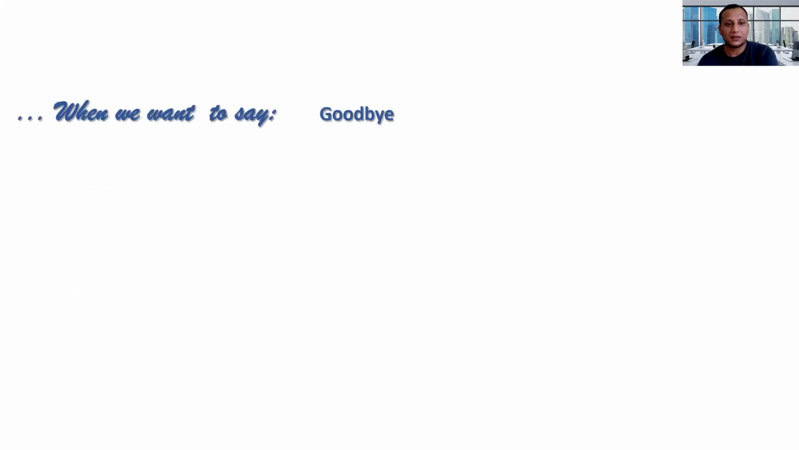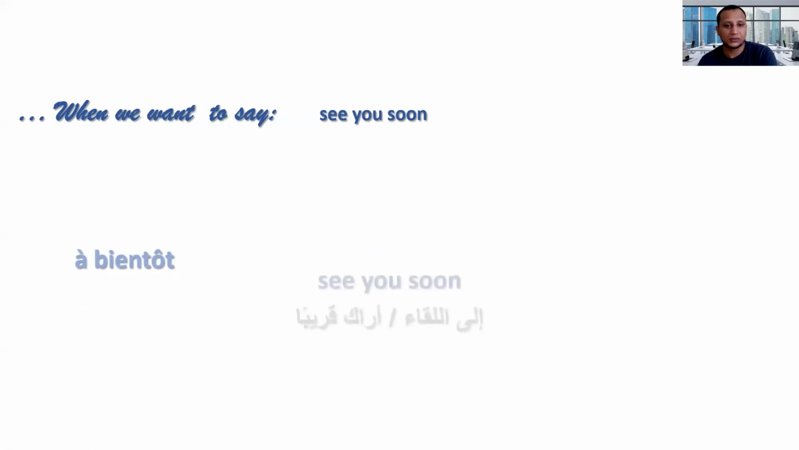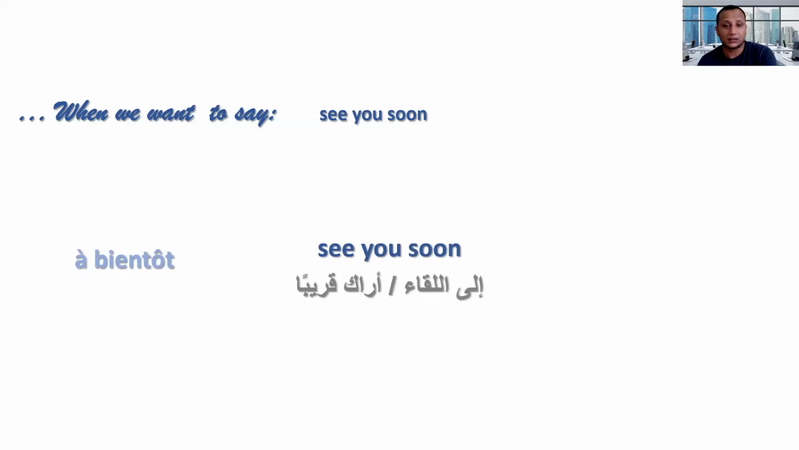Okay, this, how to say goodbye. If you want to say goodbye, we say au revoir. Again, repeat with me, au revoir. For goodbye, and in Arabic, مع السلامة or وداعا. Okay? If you want to say to someone goodbye in French, it's au revoir. And if you want to say see you soon, in French is à bientôt. For see you soon. In Arabic, إلى اللقاء. أراك قريبا.